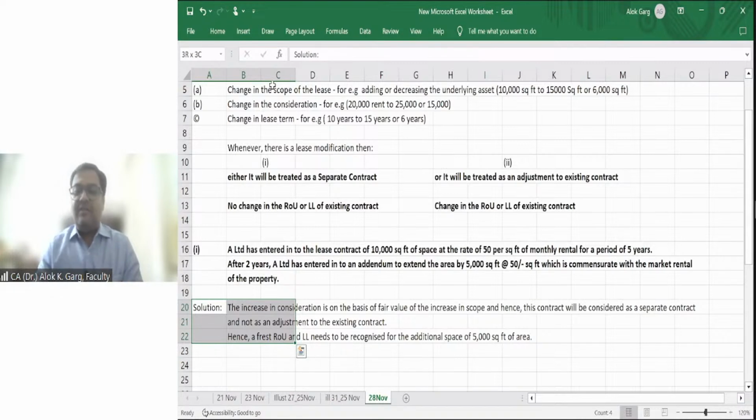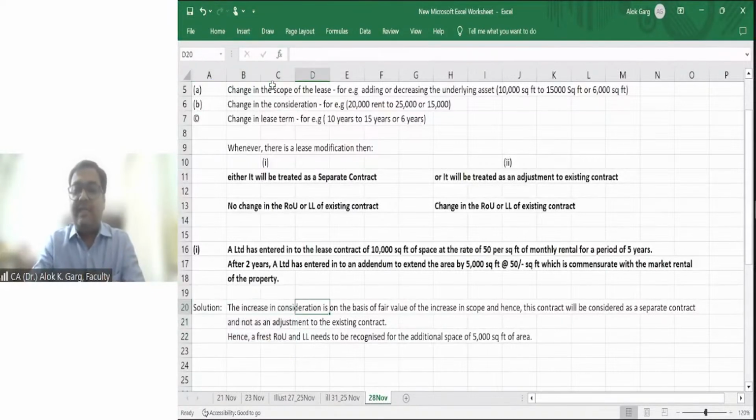It means the lessor is not only thinking from the perspective of this 5,000 square feet, the lessor is thinking from the entire 15,000 square feet. At times, when the lessee is bargaining, the lessee is telling him that I will continue to pay for this 10,000 square feet at 50 rupees, which is 5 lakh rupees, right? And for the additional 5,000, I want you to give me at 25 rupees per square feet.